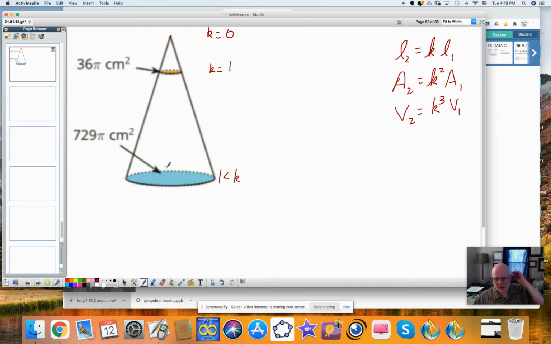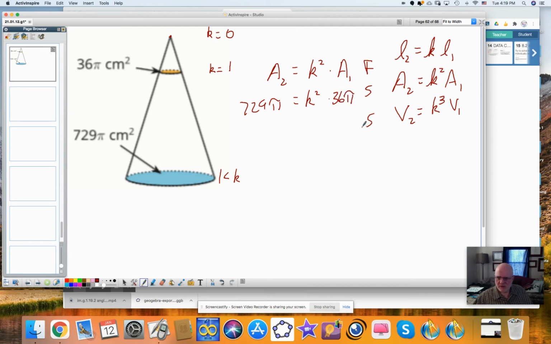Now here we have an area, and it's colored in as an area. So I'm going to use this middle formula. My area 2 is equal to K squared times my area 1. This is my formula. When I substitute the values, it's going to be 729 pi. I could be getting smaller, but I'm not. I'm getting larger. Is equal to K squared times 36 pi.